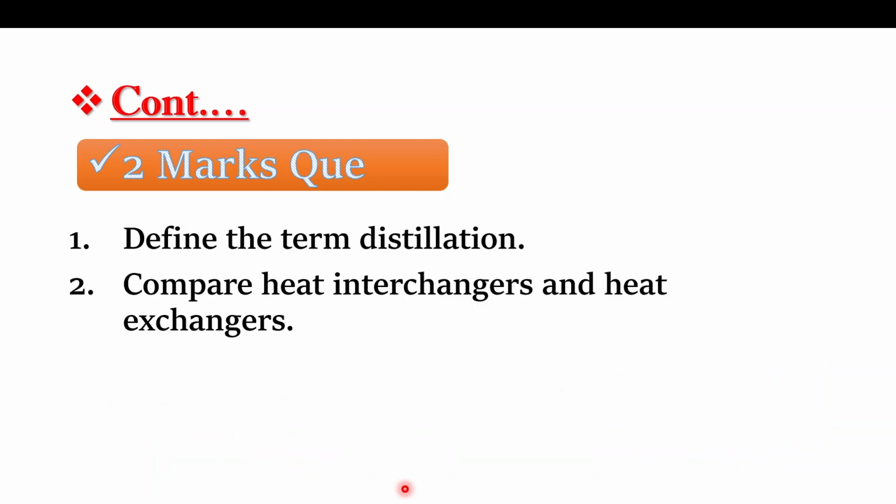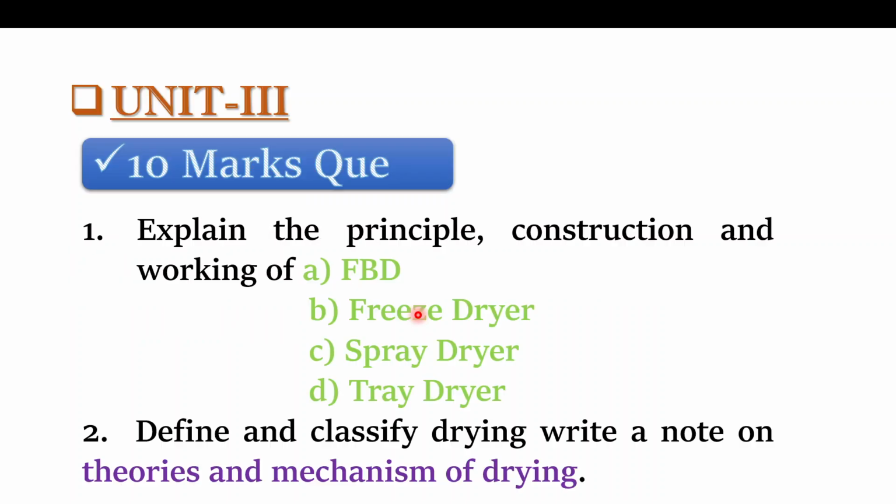Then move forward to the 2 mark questions. I have already told you, when you are preparing for 10 mark and 5 mark, you are already prepared for the 2 mark question. So the first question, define the term distillation, and second question is compare the heat interchangers and exchangers. So these are some 2 mark questions from unit number second. So let's move forward to unit number third.